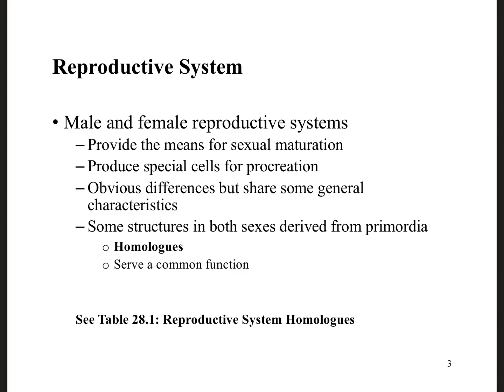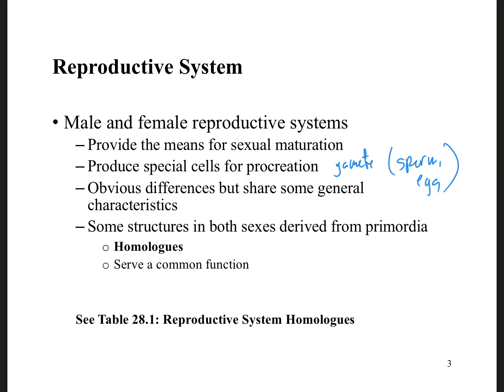To produce gametes, right? To produce gametes for reproduction. Gametes means sperm and egg. That's the purpose of the systems separately. And to do that, the systems have a way of providing for sexual maturation. We're not born ready to have babies. So the cells for procreation are gametes, those are our gametes. That means sperm and egg.